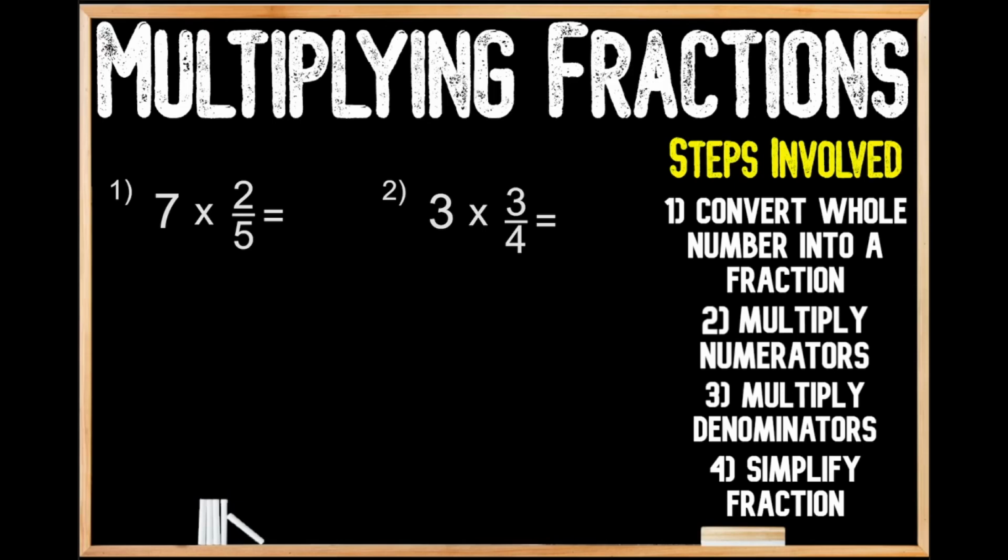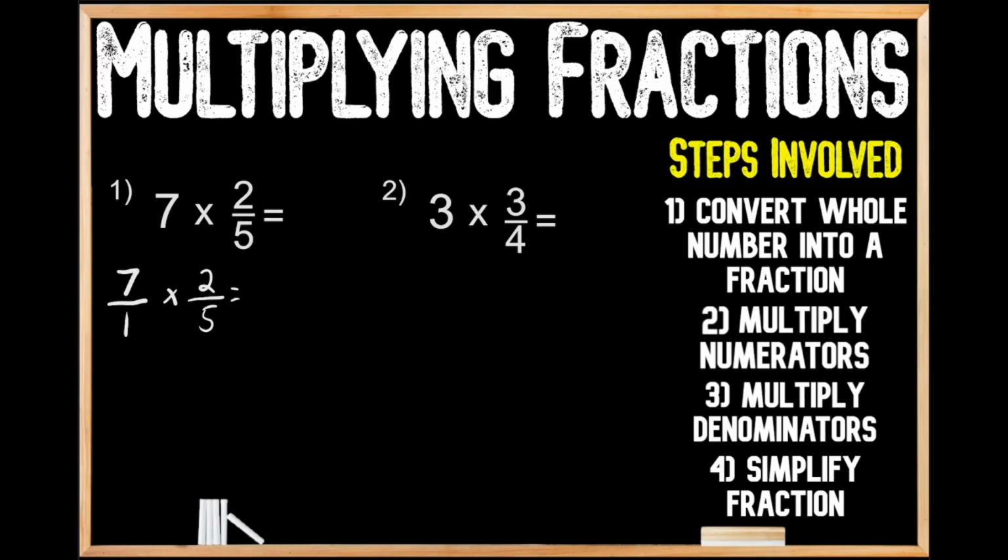Looking over to the right-hand side here under our steps involved, we can see that our first step is to convert our whole number into a fraction. We can do this by writing a fraction where the numerator is the value of our whole number and our denominator has a value of 1. So in this case, our whole number of 7 converts into the fraction of 7 over 1. And we can do this because this doesn't change the value of our whole number. We've just written it in fractional form. Now we're going to write out the rest of our equation here, which is times 2 fifths.